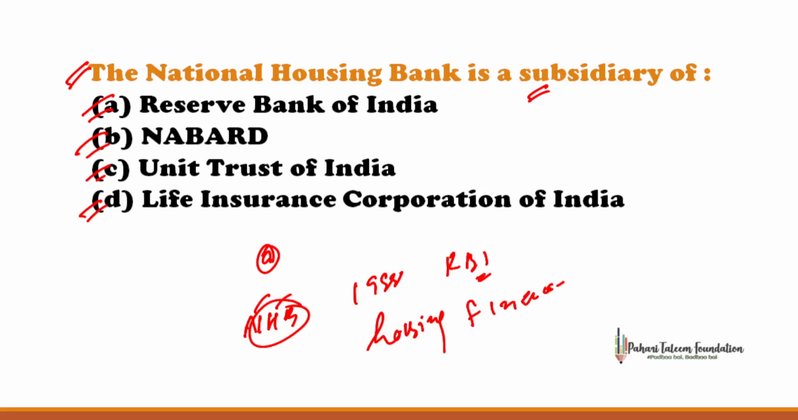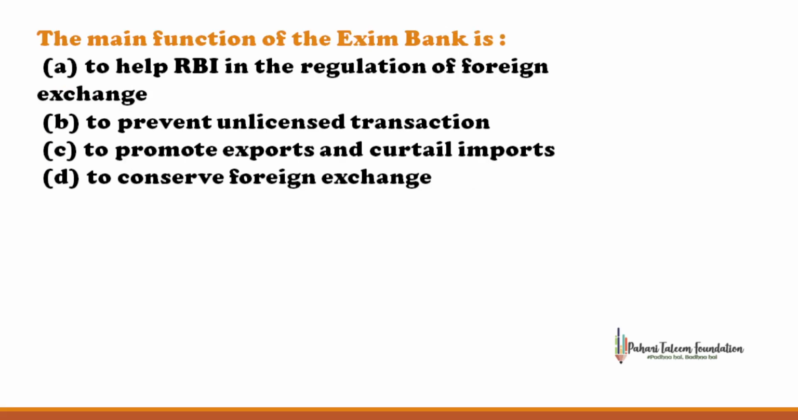The next question on your screen is, the main function of Exim Bank is. The options are: option A, to help RBI in the regulation of foreign exchange; option B, to prevent unlicensed transaction; option C, to promote export and curtail import; and option D, to conserve foreign exchange. The right answer for this question is option C. The main function of the Exim Bank is to promote export and to curtail import.